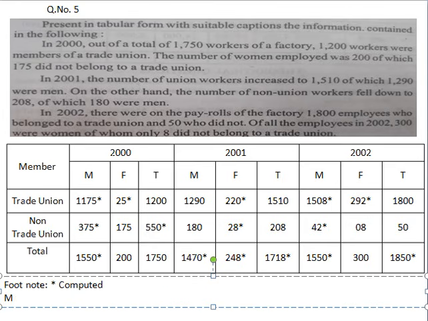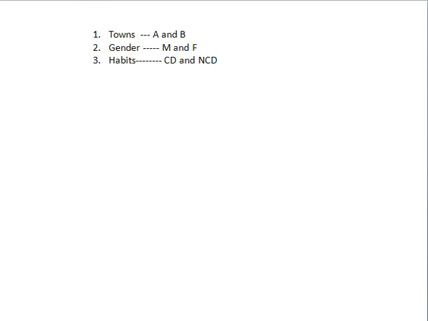M means male, right? F means female. T equal to total. You have to write like this, right? So this was your solution. Then solution is over now. So I will move on one by one.